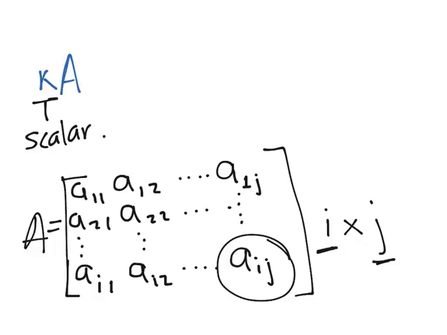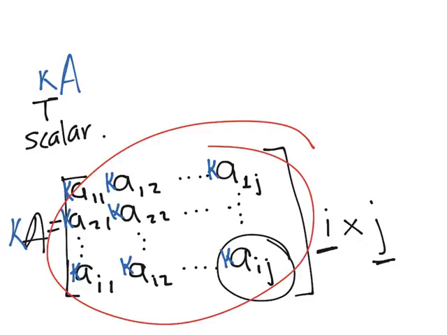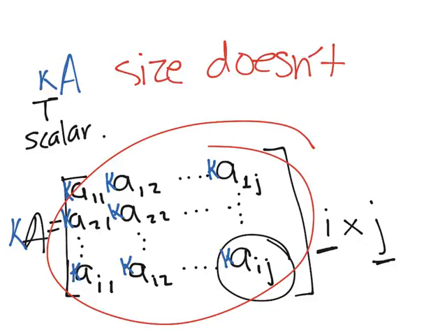Very well. Now, putting that aside, if we want to multiply this matrix by K, by that scalar, so KA, we just have to multiply each entry by K. So it will look something like this. And as you might observe, the size of the matrix doesn't change. So what we just do is multiply each of the entries by K.